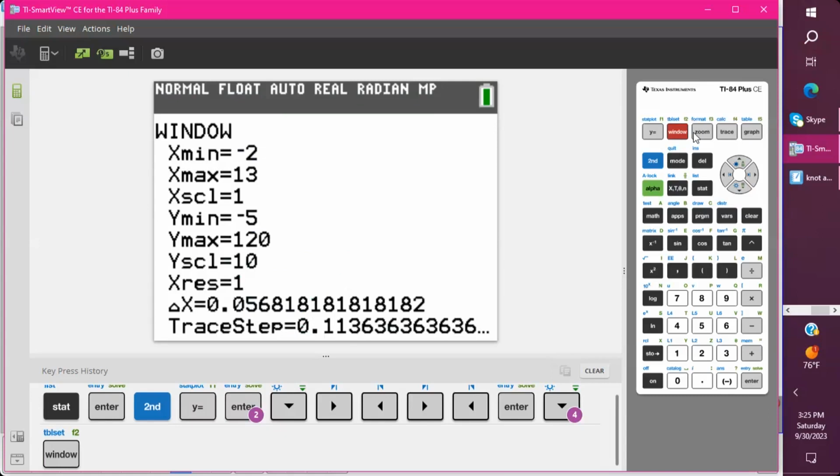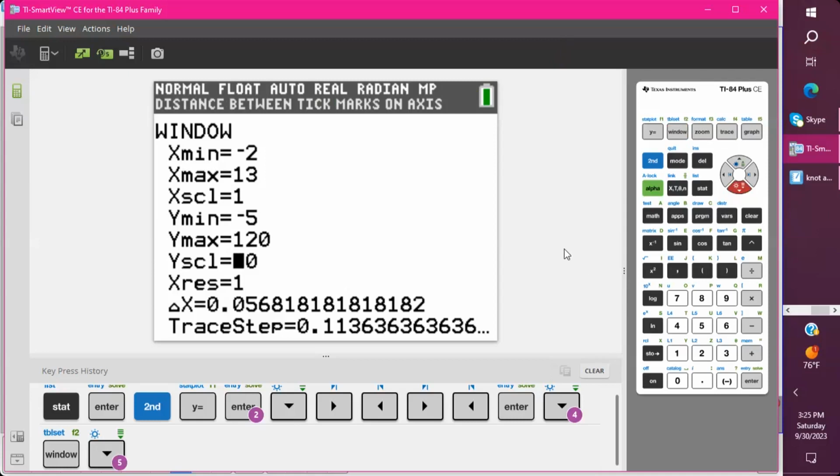My minimum was -2. My maximum went to 13. I only had 6 knots. I went a little bit beyond in each of those. Don't have that many, so a scale of 1. Right? Then my y's from -5 to 120. Okay, a scale of 10. So I've set up my window.